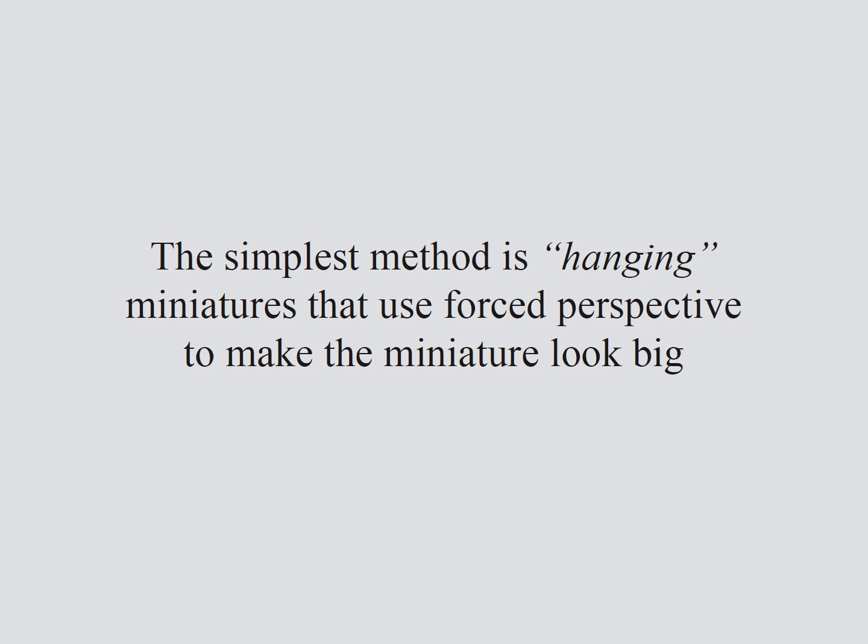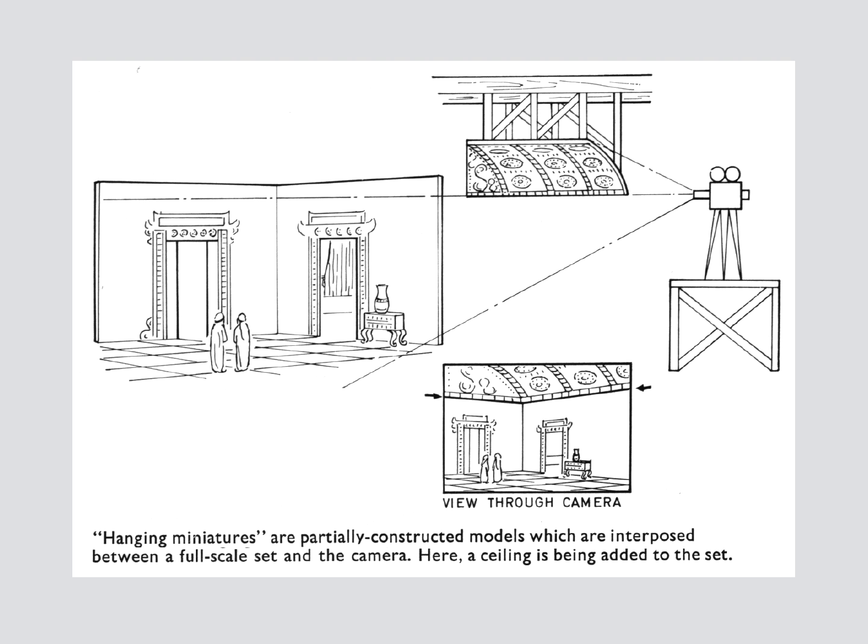One is to use a hanging miniature. This is a model that's placed close to the camera, and because of the illusion of forced perspective, the miniature looks big. It's used for set extension primarily. Here's an illustration showing a hanging miniature close to the camera that is producing the illusion of a finished set. The ceiling is in miniature, the rest of the set is full scale.